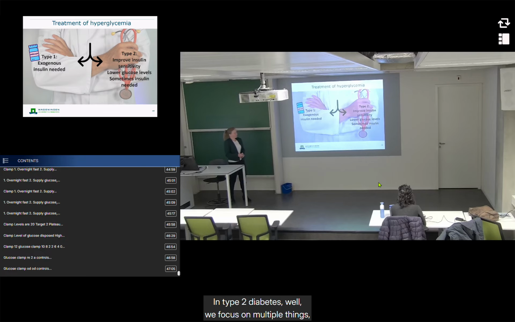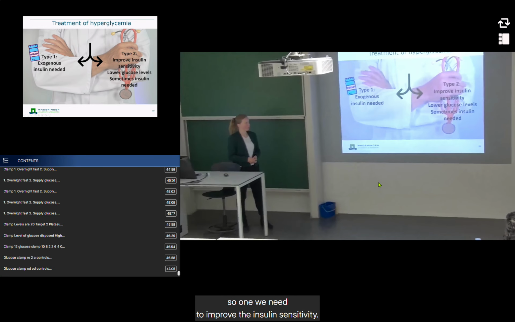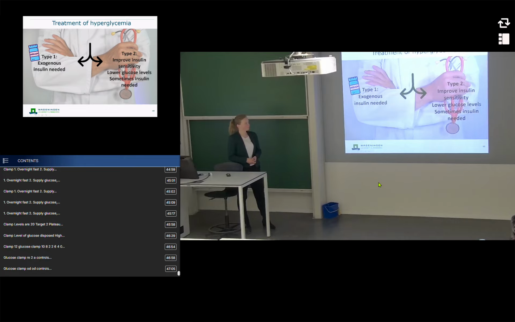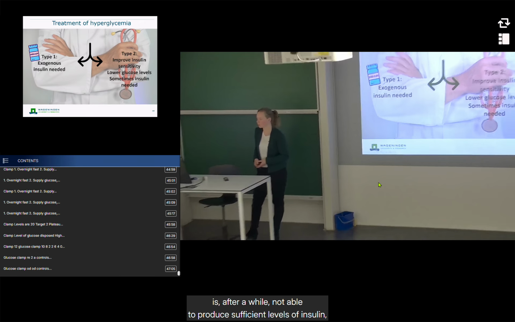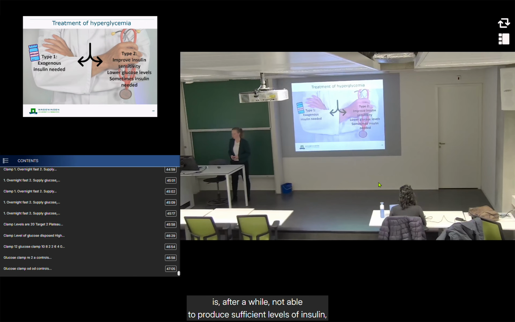In type 2 diabetes, we focus on multiple things. On one hand, we need to improve the insulin sensitivity. We also need to lower the glucose levels because they stay high for a long period of time. And because the pancreas, as I just said, is after a while not able to produce sufficient levels of insulin anymore, sometimes injections of insulin are also needed.